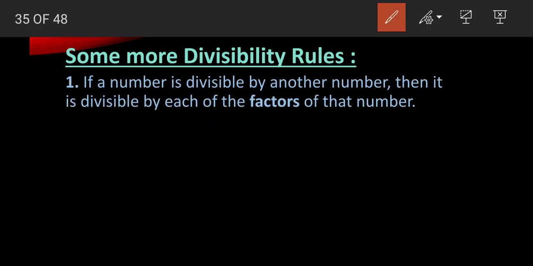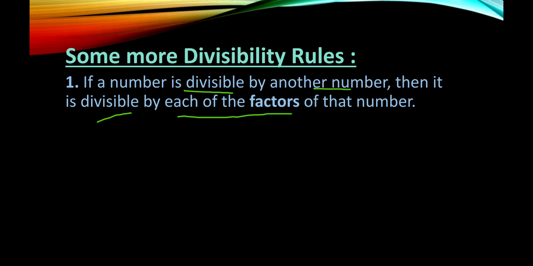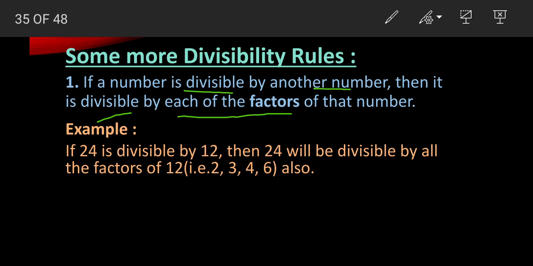So the first one is, if a number is divisible by another number, then it is divisible by each of the factors of that number. Let us explain this one with the help of an example. Here, if 24 is divisible by 12, then we can say that 24 will be divisible by all the factors of 12. The factors are 2, 3, 4, 6 and two more factors, 1 and 12.